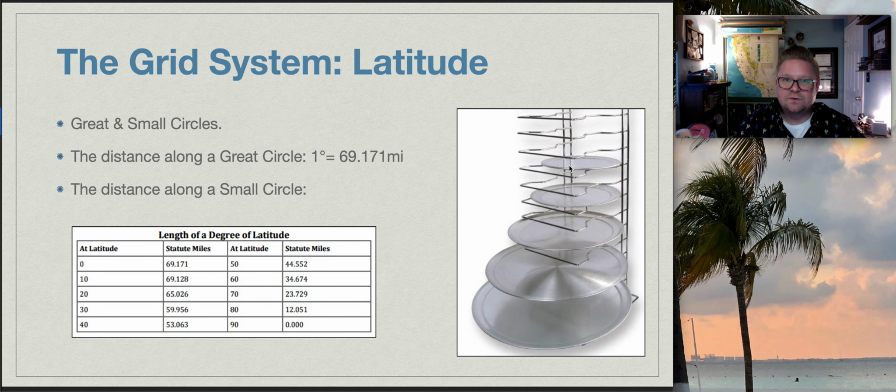Maybe you've seen one of these before. This pan here represents the equator. Maybe this one up here represents 60 or 70 degrees north. As you get higher on the globe, those discs become smaller. The distance around the Earth becomes smaller.